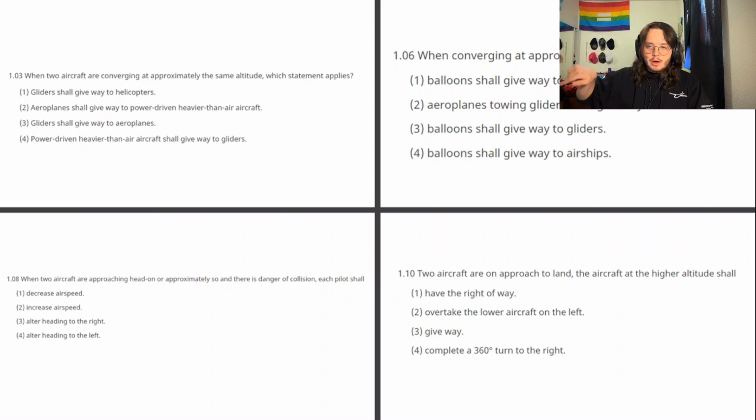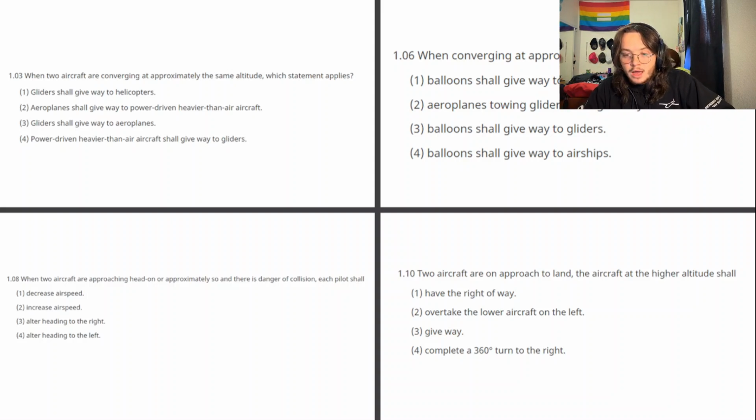Great. Let's go to the bottom left here. When two aircraft are approaching head-on or approximately so, and there is danger of collision, shall. Let's go through the options again. Decrease airspeed, increase airspeed, alter heading to the right, or alter heading to the left. There's no trick question here. The answer is 3. You must alter heading to the right. There's almost no situation in aviation where you change to the left. So that's what's nice. You just remember right. Go to the right. Let's go to the one under me here. Two aircraft on approach to land.